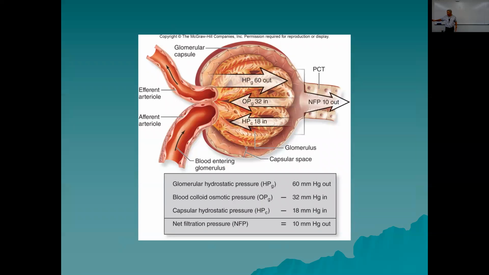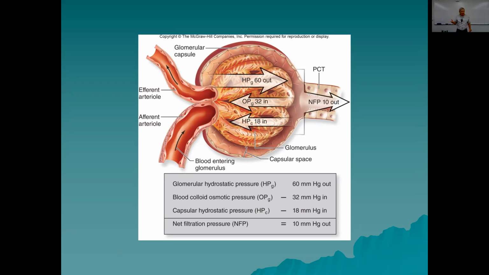Okay. So here is the situation with the hydrostatic and osmotic pressures. Don't worry about the numbers. I'm not going to give you problems with these numbers and have you figure out net filtration rate. But the important thing is to look at what the net filtration direction is. So you can see hydrostatic pressure 60 out, 60 millimeters of mercury out. The osmotic pressure is 32 in.